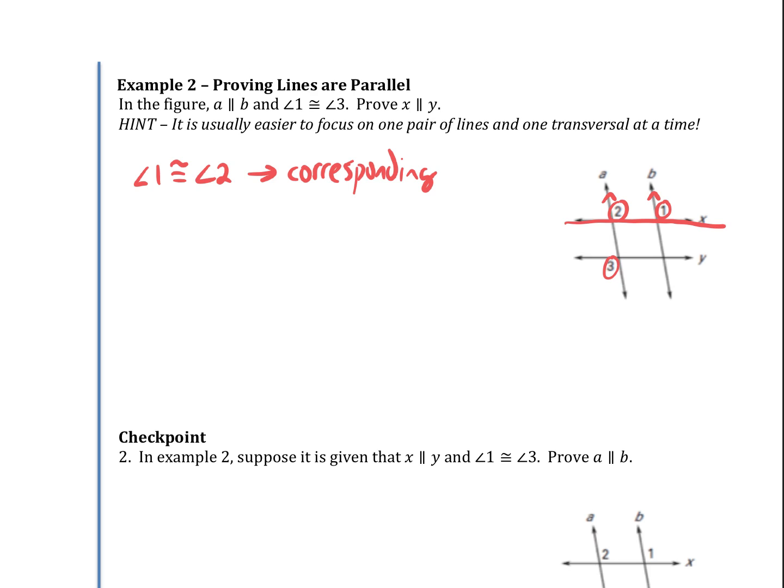Now we know that angle 1 is congruent to angle 2, and we already know that angle 1 is congruent to angle 3. So now, what kind of angles are angle 2 and angle 3? Well, now this is the transversal, this A right here, right? What kind of angles are those? We can say that angle 2 is congruent to angle 3 because those are alternate exterior angles.